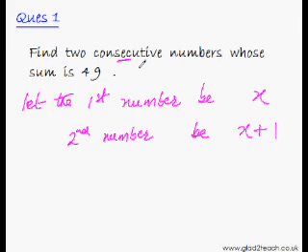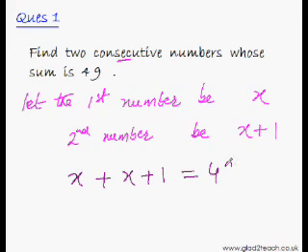Consecutive means one after the other. Let's say if one number is 7, then the other number would be 7 plus 1, that is 8. So that is why we put plus 1. So according to this question, the sum of x and x plus 1 should be 49. x plus x plus 1 is equal to 49.